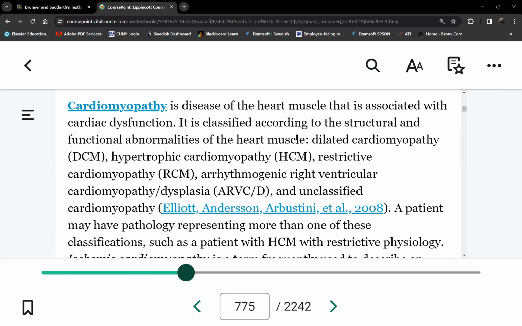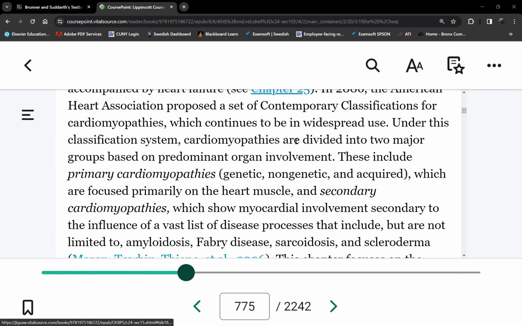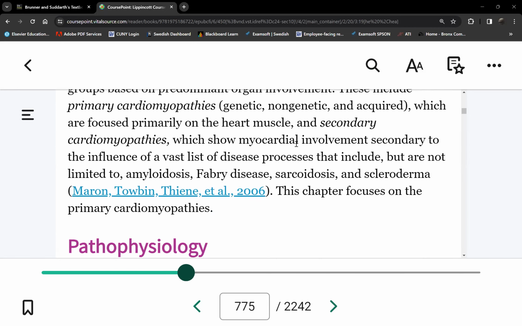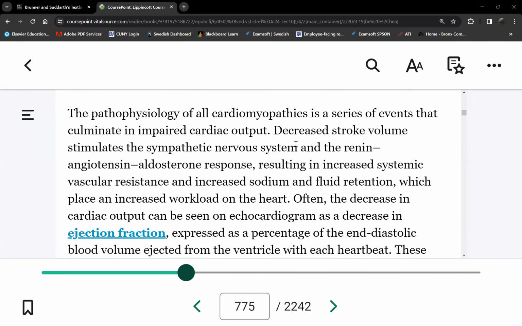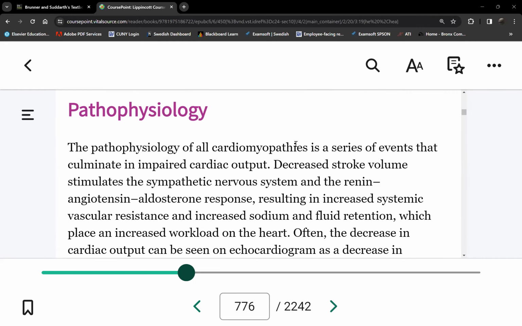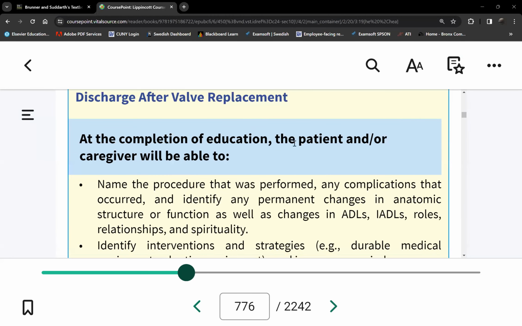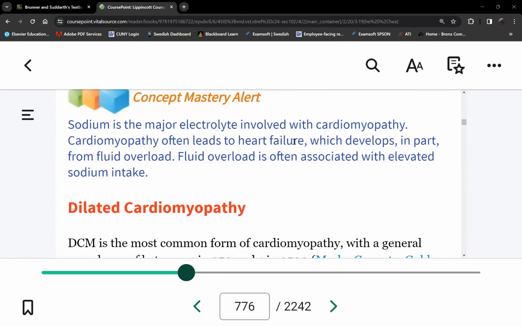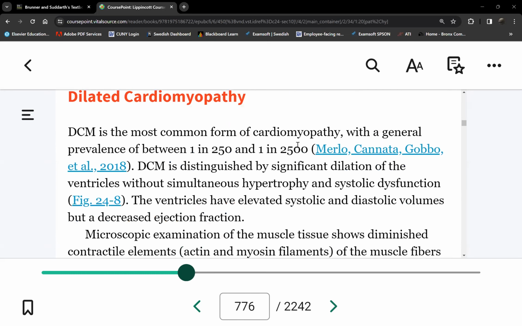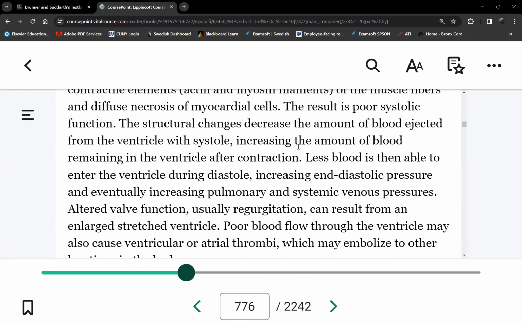Let's go to the causes. Okay, so these are the known causes of cardiomyopathy. Usually alcohol abuse, meaning the patient is malnourished, or let's say viral conditions also, or even complications of pregnancy can result in cardiomyopathy.